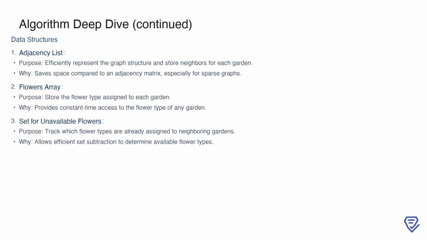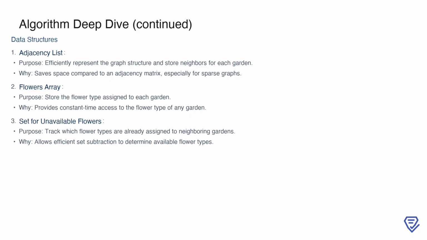Instead of using an adjacency matrix that consumes O(n^2) space, the adjacency list only stores the necessary connections, saving space for sparse graphs. The flowers array is another key element, as it allows us to keep track of the flower type assigned to each garden and provides constant time access for updates and lookups.